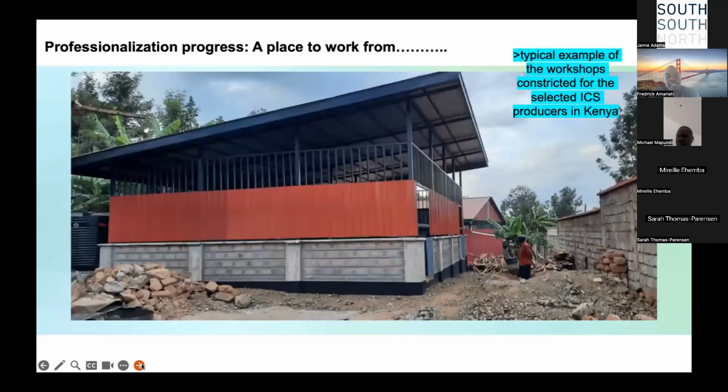Next slide, Sarah. So one of the processes and one of the support we give to entrepreneurs on performance basis, there are a few in Kenya, 10, who are benefiting from construction of workshops where they do production from. And what you see on the slide is a typical workshop, example of what we've done in Kenya. Already 5 are completed. We are completing the final 5 by mid quarter 2 of the year 2024. So this is what some of our producers have been able to receive. Next slide, Sarah.